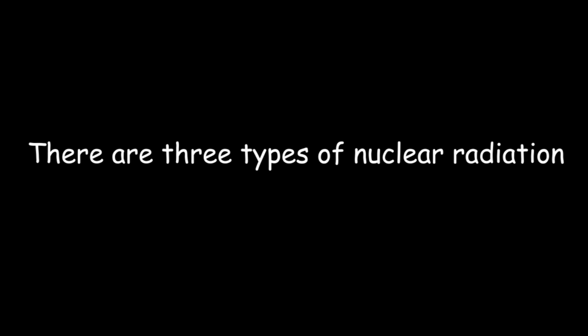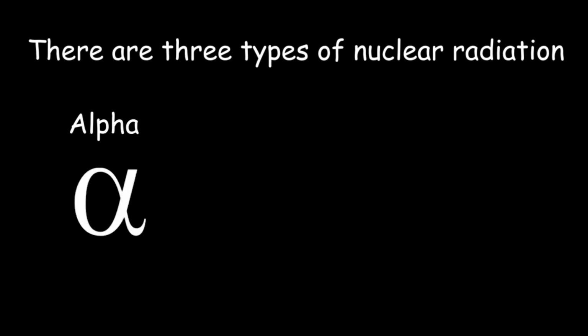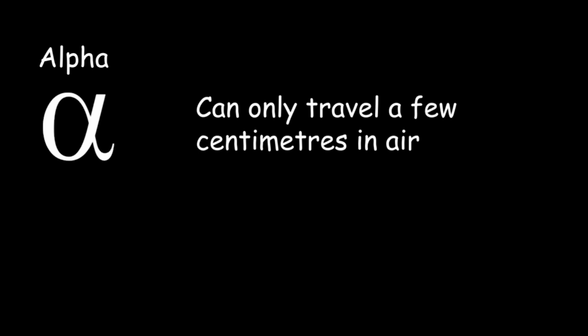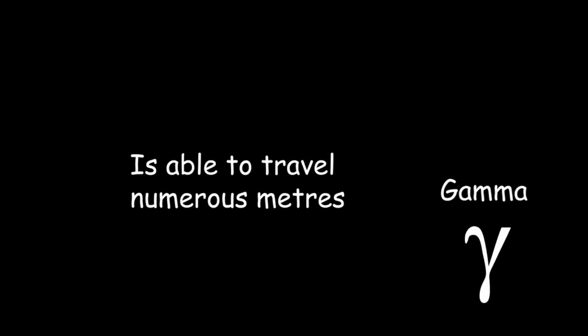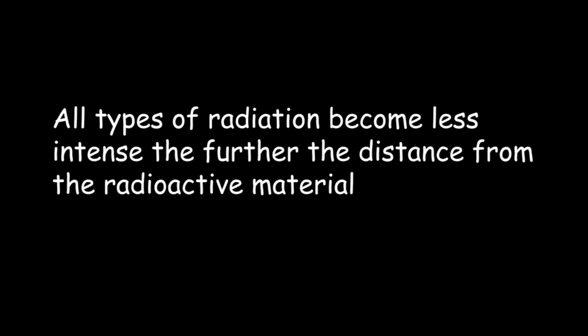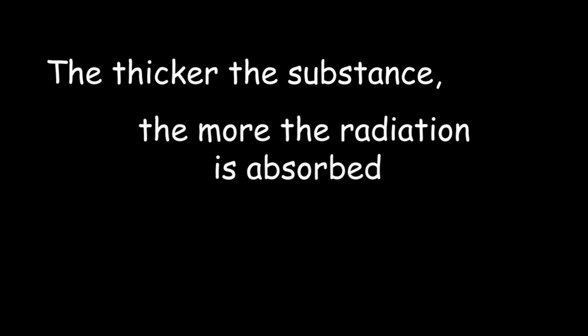There are 3 types of nuclear radiation: alpha, beta, and gamma. Radiation can be absorbed by substances in its path. For example, alpha radiation can only travel a few centimeters in air. Beta radiation travels tens of centimeters in air, while gamma radiation is able to travel numerous meters. All types of radiation become less intense the further the distance from the radioactive material, as the particles or rays become more spread out. The thicker the substance, the more the radiation is absorbed.